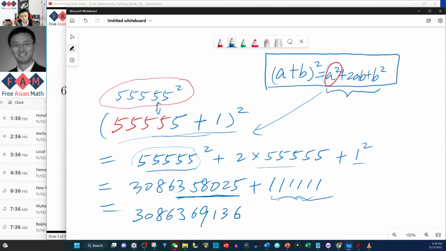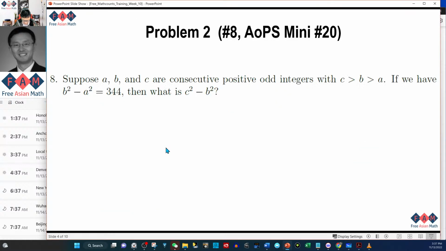So this is a very easy problem, but the process of your analysis is what you want to learn, because you already have the square of 55555. So in order to get 55556 squared, you want to use what you already have. You want to write the latter in terms of the former. So you add that 1, and at that point you can use this binomial square formula. Okay, so that's this problem.